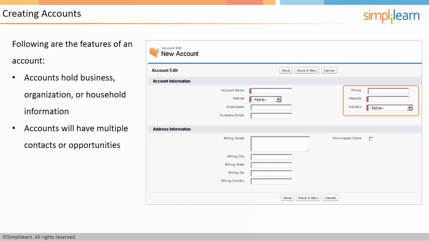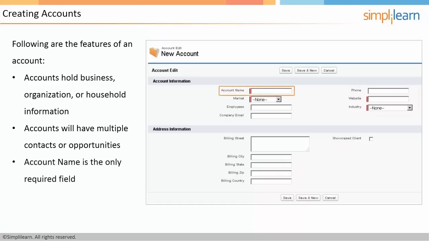So you can have the Truck Parts Inc. Corporation, the business there is the account. And then there are 5 or 10 contacts linked to that particular account. Account name is the only required field.